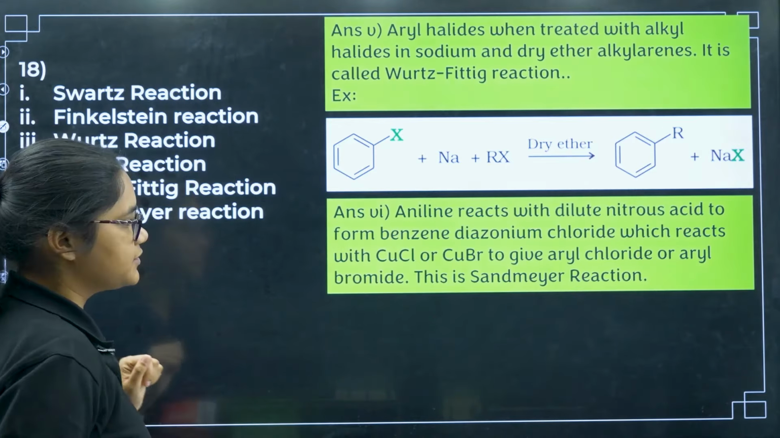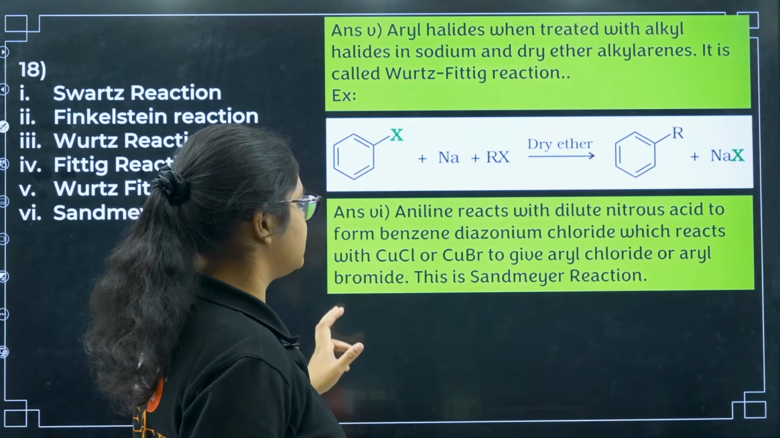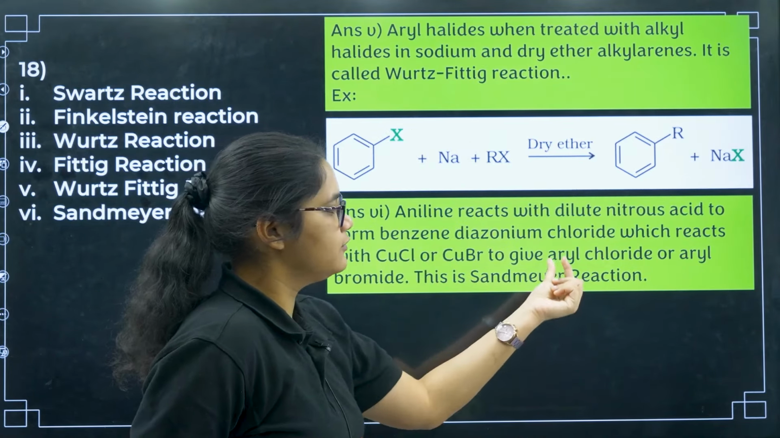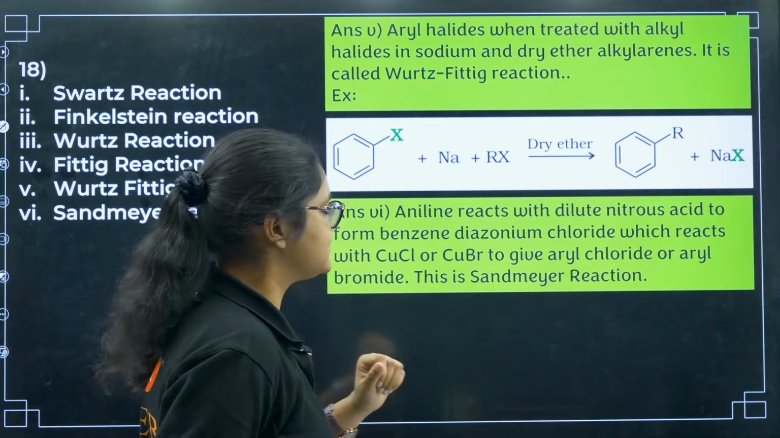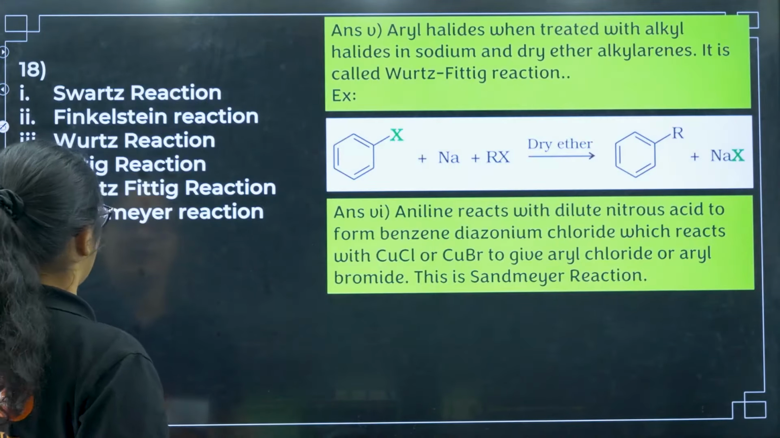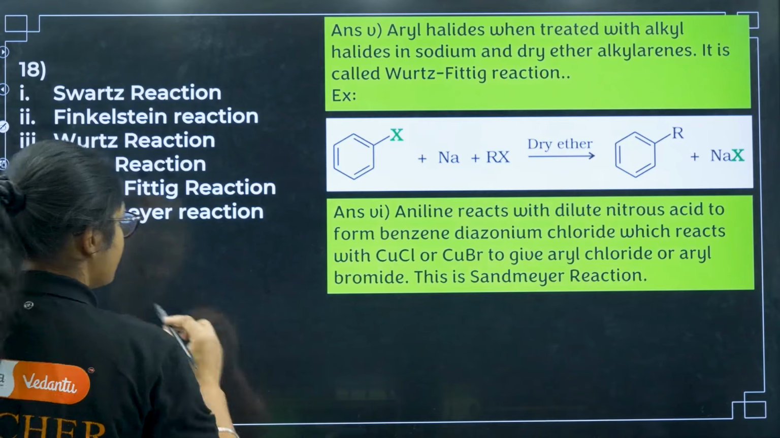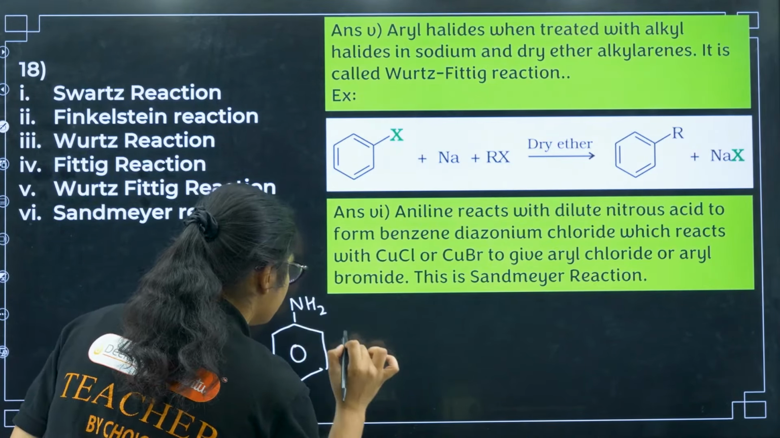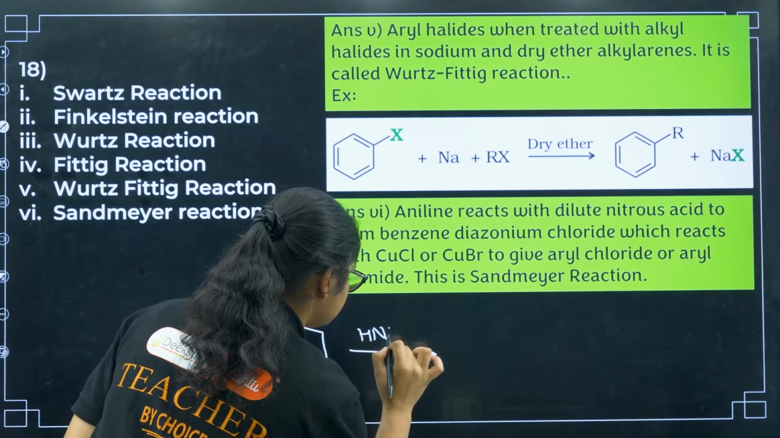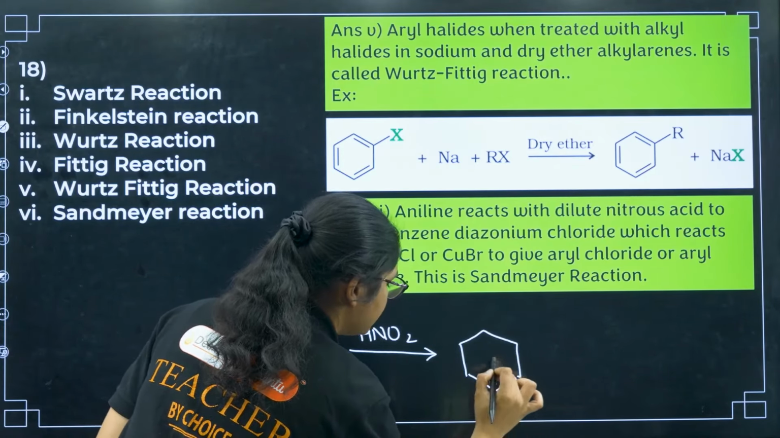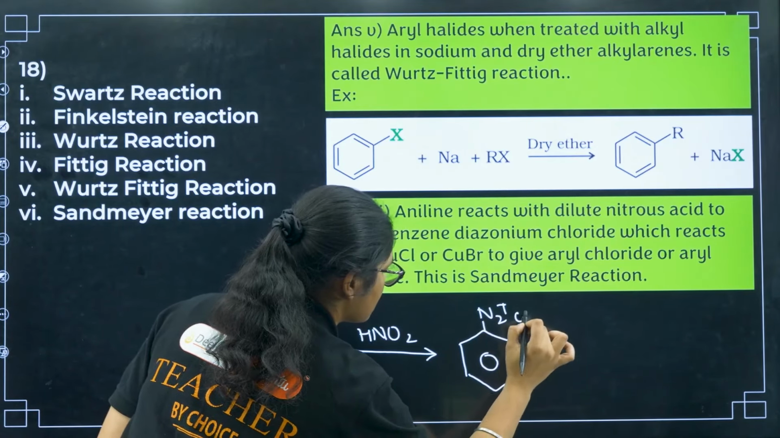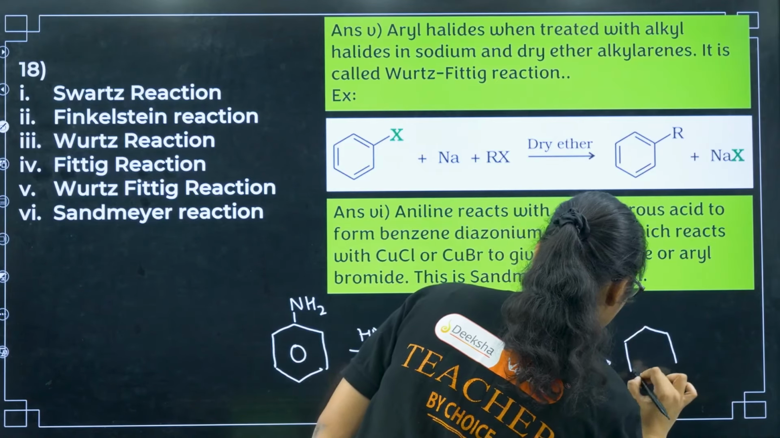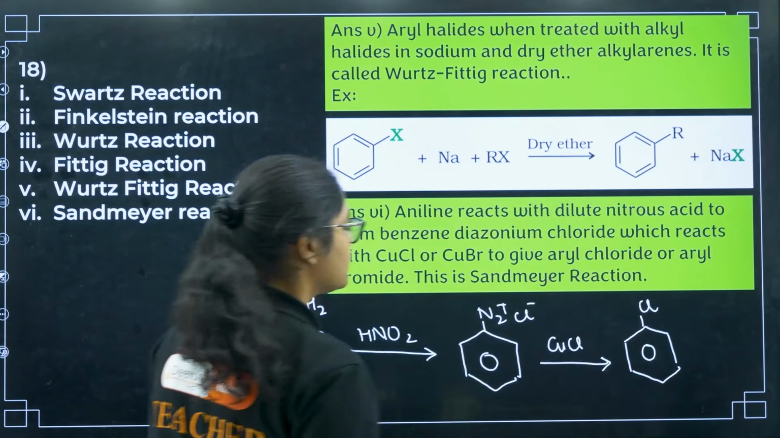Next you have Sandmeyer reaction. So aniline reacts with nitrous acid to form benzene diazonium chloride, which reacts with CuCl or CuBr to give you aryl chloride or aryl bromide. This is Sandmeyer reaction. I have not given you the reaction, we can write down here. So first take aniline, then react it with nitrous acid, you will get benzene diazonium chloride. Then you can treat it with CuCl or CuBr.